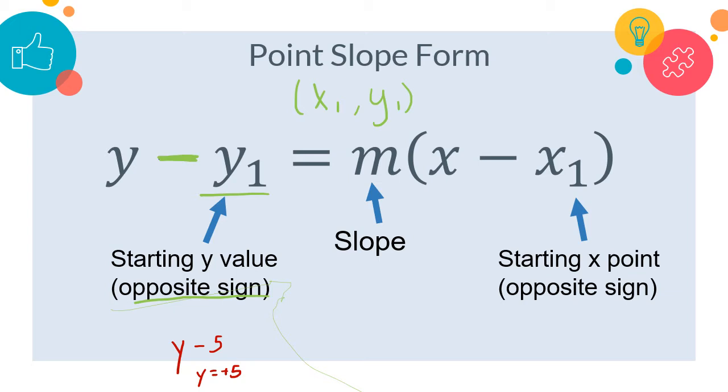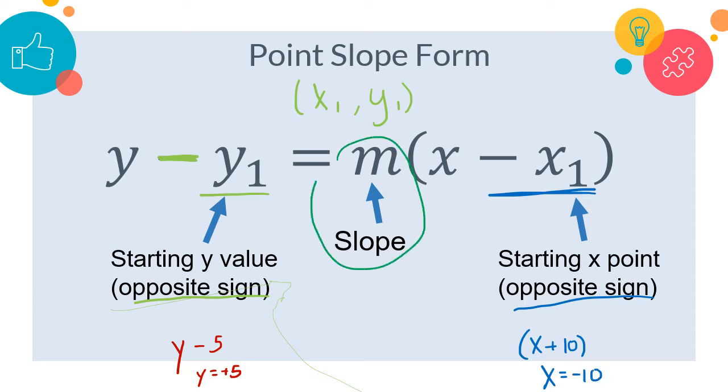Let's look at the x value. It says minus x. That's my x1 of my coordinate. Same idea with the opposite sign, meaning if I see x plus 10 in parentheses, that actually means my x value is negative 10. Now your m value is still your slope. It's still right in front of the x, in the same spot after the equal sign, and we're still going to use it the same way to calculate our rise over run.